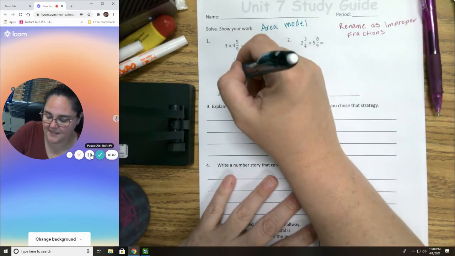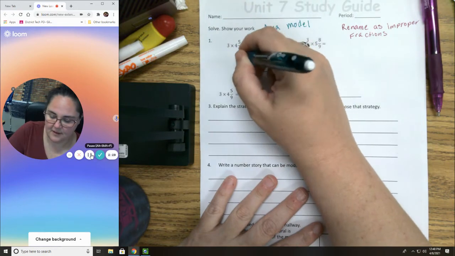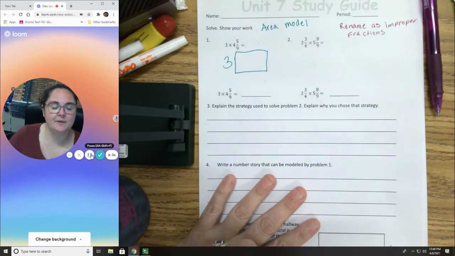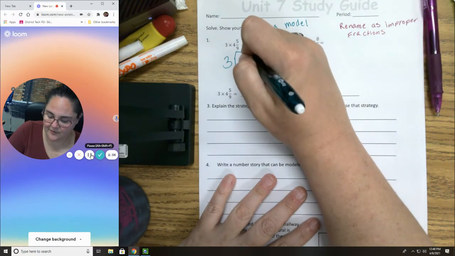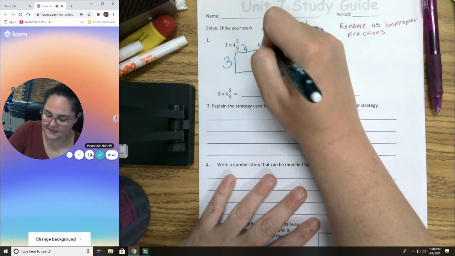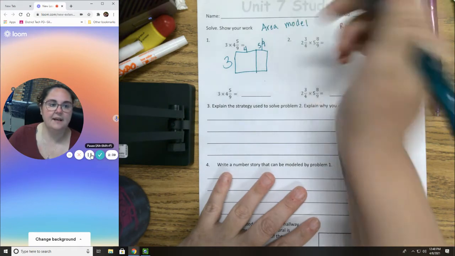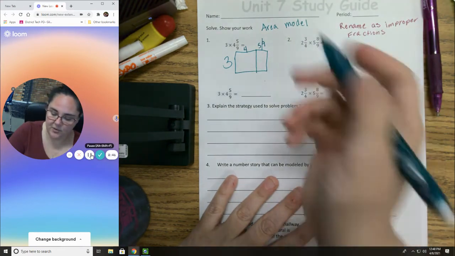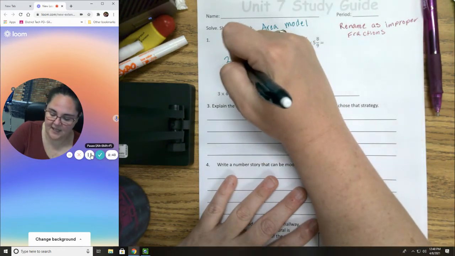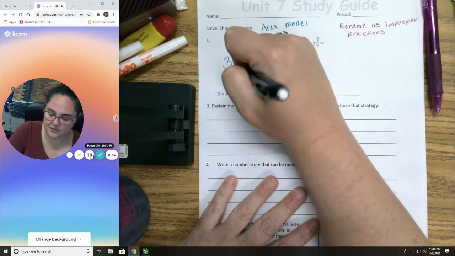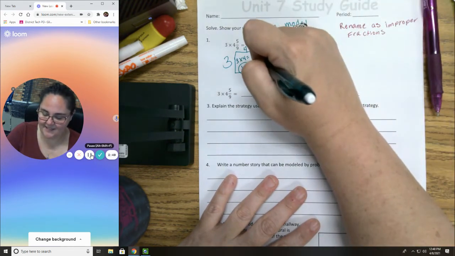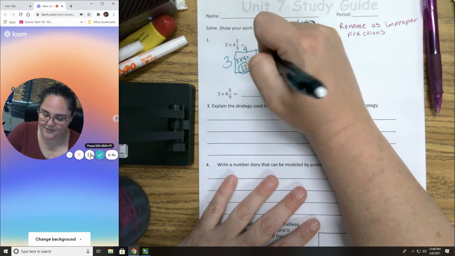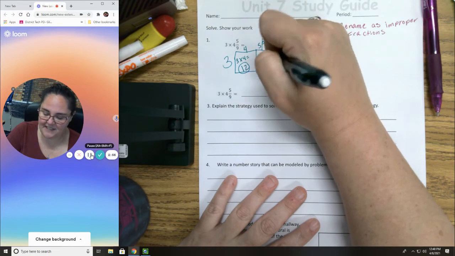So I'm going to draw my rectangle. 3, that is a whole number. This number is going to be 4 5/9. Okay. So in this box, I'm going to do 3 times 4 equals 12. In this box, it's going to be 3 over 1 times 5 over 9, which equals 15/9.